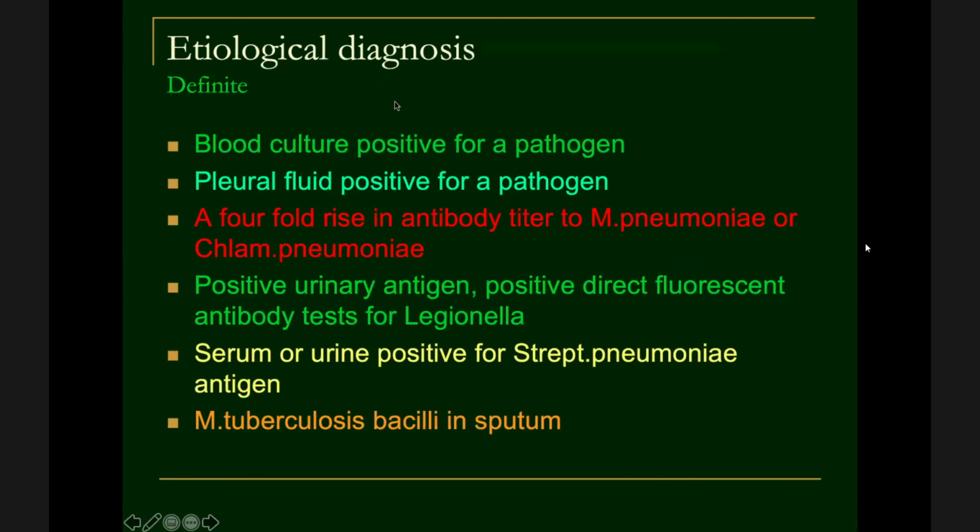For the etiological diagnosis, definitive is: blood culture positive for the pathogen, pleural fluid positive for the pathogen, a fourfold rise in antibody titer for Mycoplasma pneumoniae or Chlamydia pneumoniae, positive urinary antigen, positive direct fluorescent antibody test for Legionella, serum or urinary positive for strep pneumoniae antigen, and microorganisms in the sputum. So there is a definitive pathogen that we have diagnosed, and an etiological diagnosis can be made.